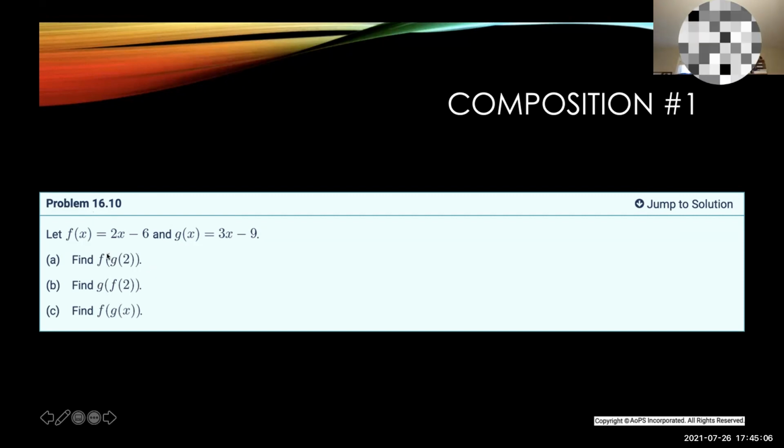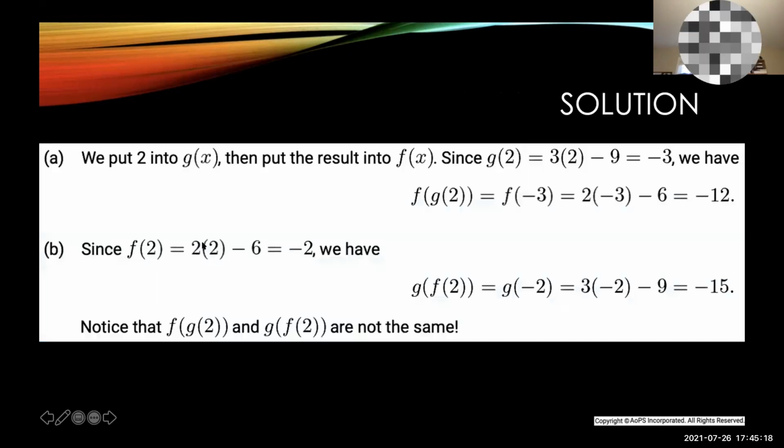Okay, we're going to go over this problem. So essentially what you do with these is when you have f of g of 2, you do the g of 2 part first. So you put in this 2 for the x, you get an answer out, and then that answer is what you put into this x here.